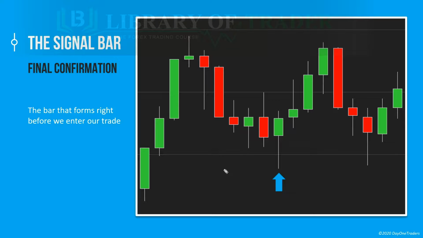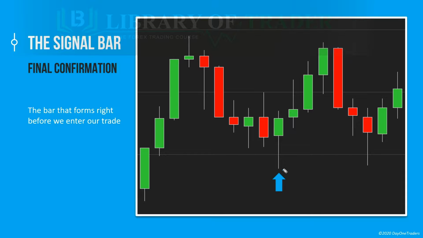And so that's what this bar right here is telling us. Because if we go back to how we count legs, a new leg higher is when it breaks above the high of our leg down. And so this bar right here, when it broke above here, that's a new leg. And we want to be in the market when it does that. And so that is how we enter a trade. That's why this is called the signal bar. This is the bar that puts us in the market.